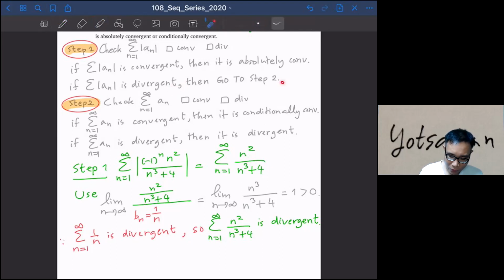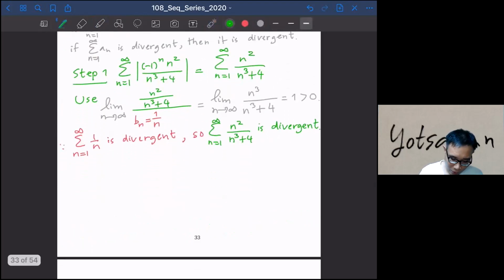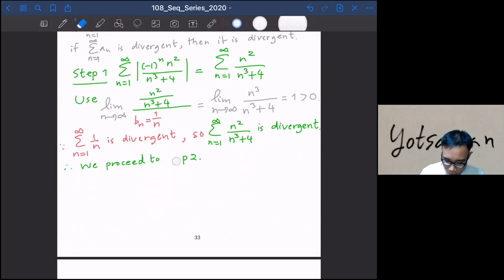So you go to step 2. Okay, so we proceed to step 2. So we consider the series n equal to 1 to infinity of negative 1 to the n, n squared over n cubed plus 4.